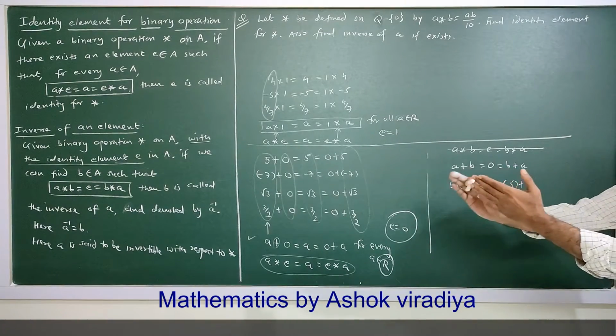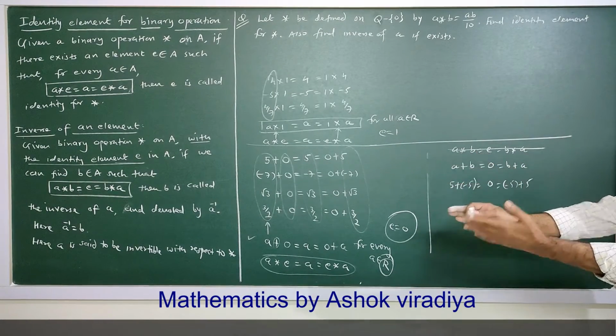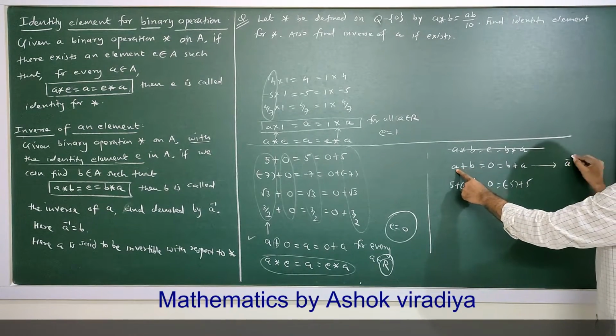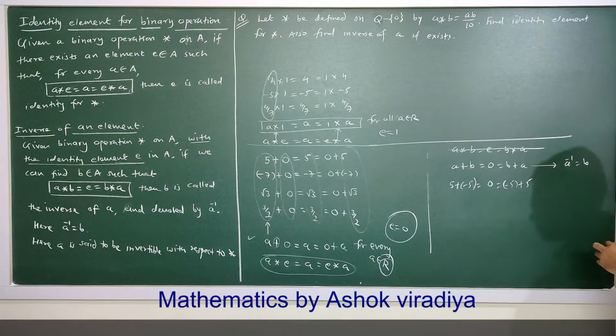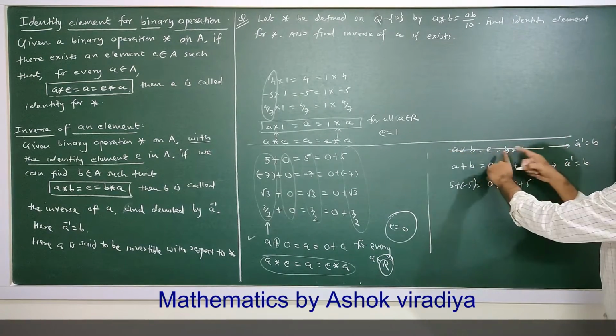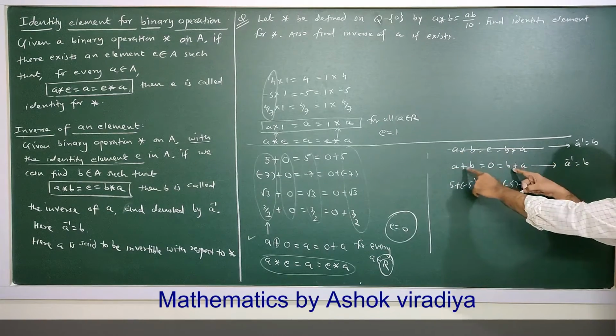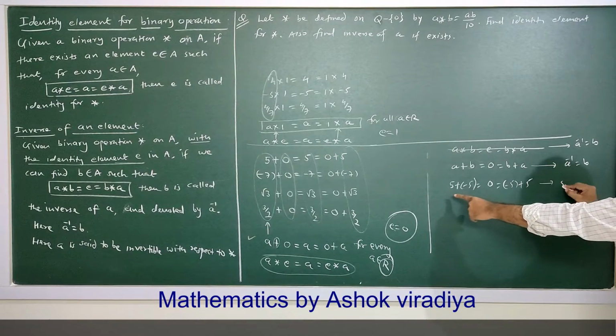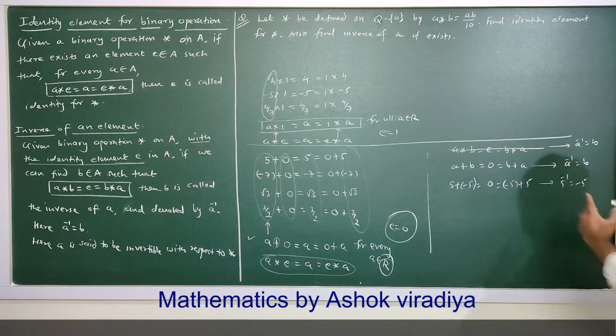So if we use those symbols, then what do we say? Inverse of A is B. This means what? Inverse of A is B. So we are matching this statement on this operation, addition. Inverse of A is B. So here what we can say is, inverse of 5 is minus 5.